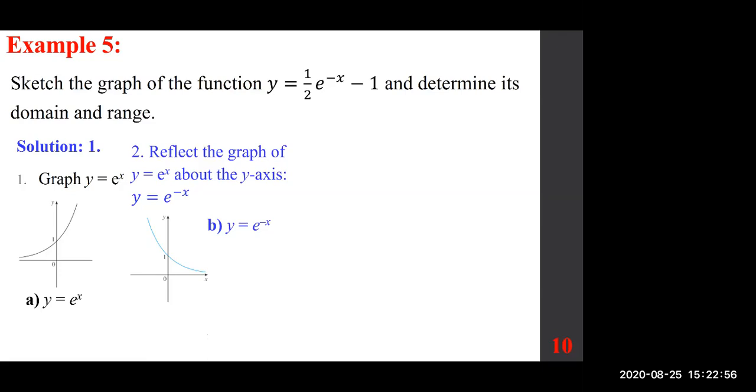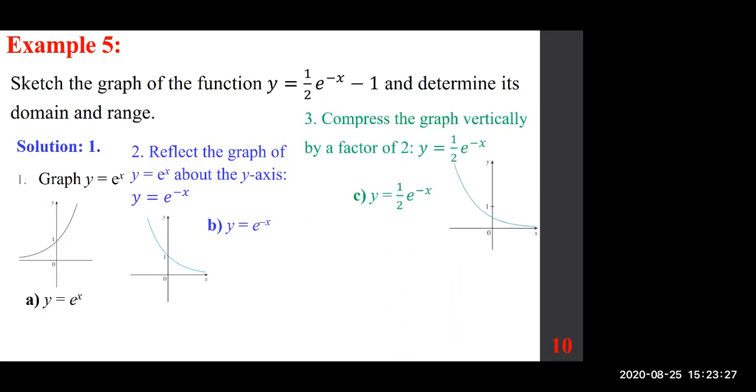And now we are going to move on with the next step. Now we see a number 1/2 in front of e to the power of minus x. So we're going to multiply e to the power of minus x by it. When we do that, it compresses the graph and shrinks it along the y-axis. So right now, the y-intercept is at (0, 1). Now it becomes (0, 1/2). So we use 1/2 in front of e to the power of minus x.